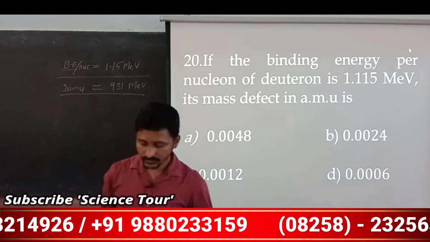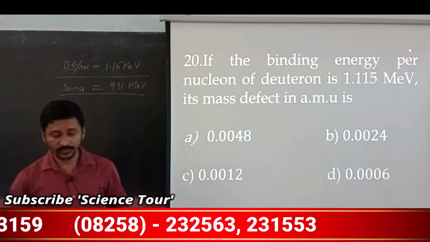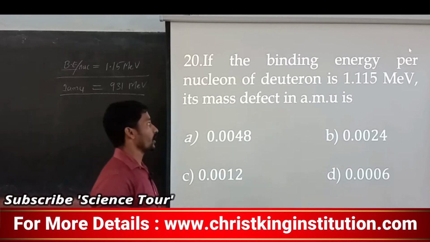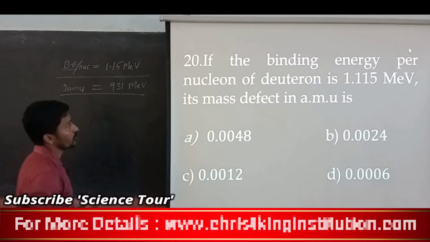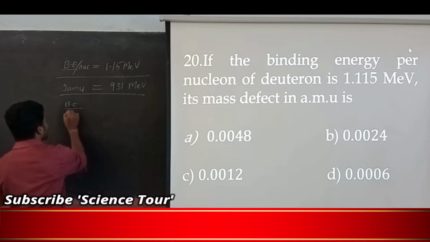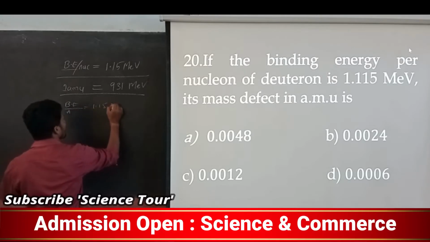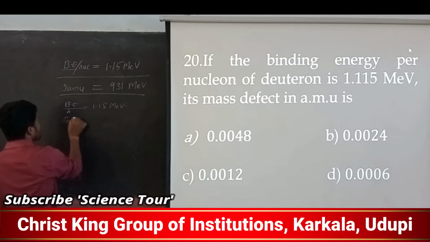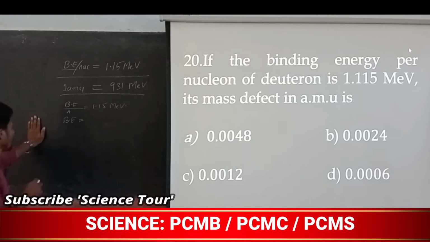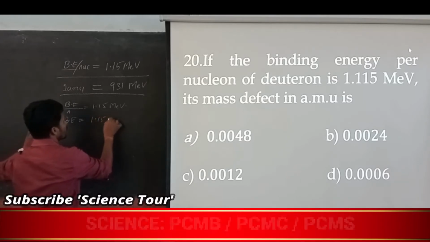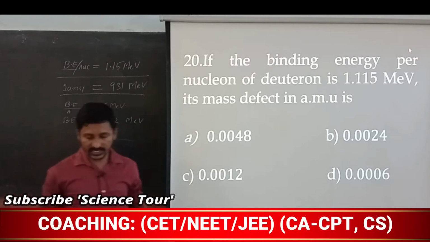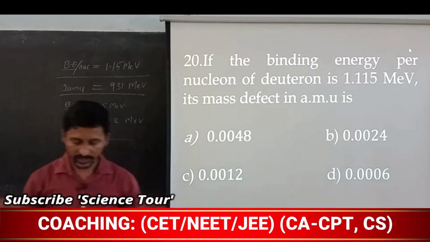Now, binding energy per nucleon: deuteron means how many nucleons are there? Deuteron means 2 nucleons are there, that is an isotope. I can write binding energy divided by A equals 1.15 MeV. So I have to find the binding energy, that is 1.15 into 2 MeV. How much are we going to get? That is 2.30.